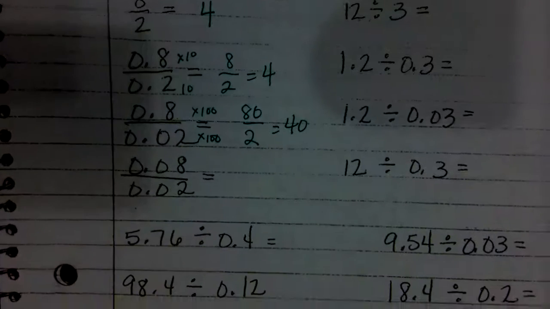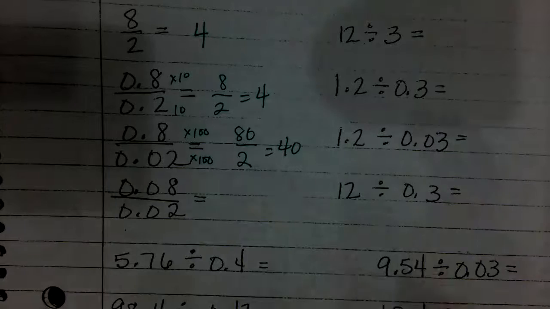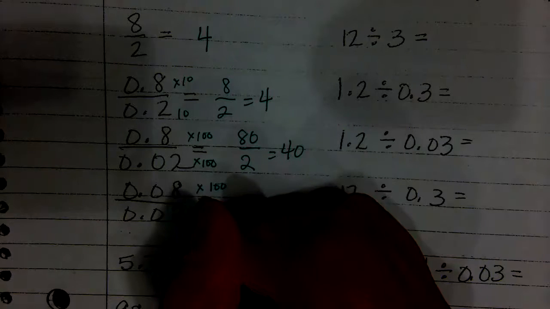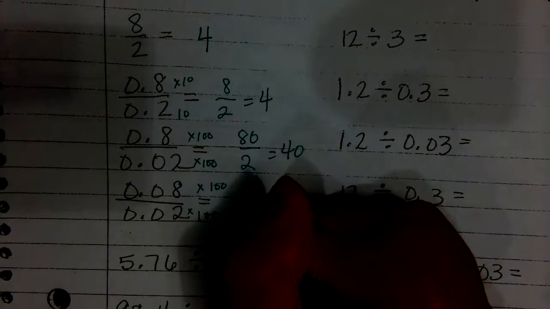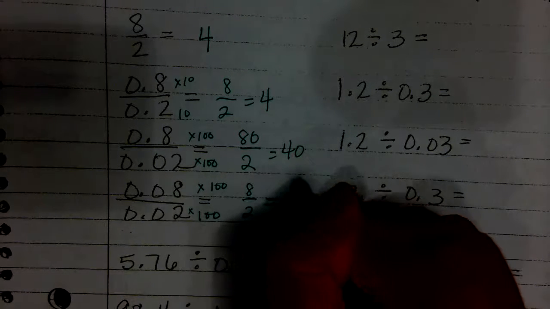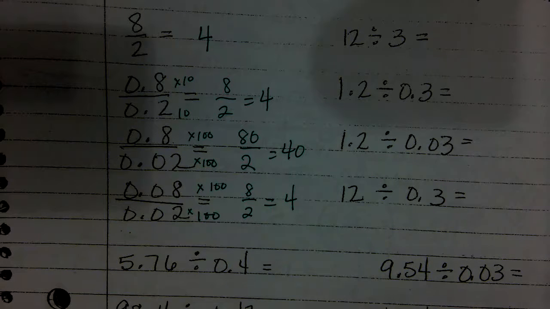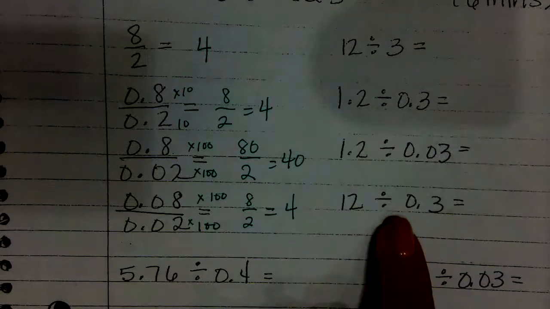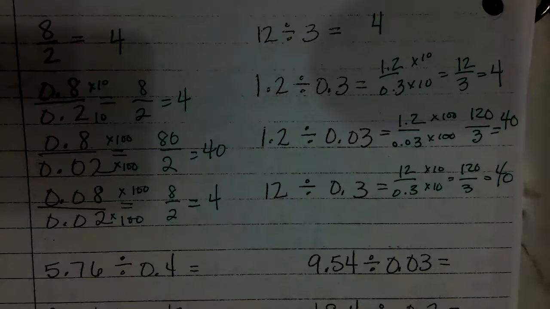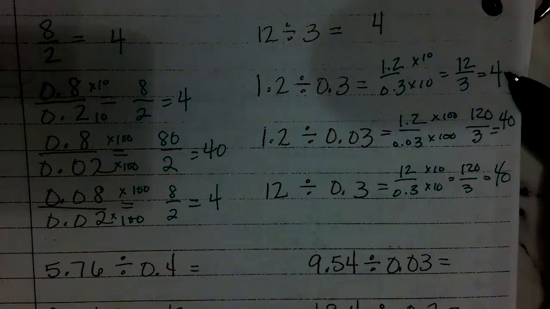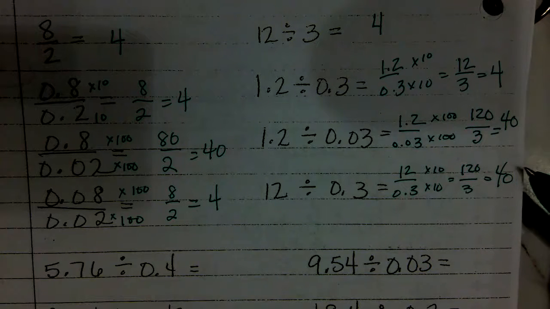Remember all this? Okay, we're going to do this side together, then you're going to do this side and come back and check your work. So what are we going to do here? Multiply by 100, multiply by 100, then we get 8 over 2, which is 4. All right, with that quick little review, now I want you to take on these 4 problems, come back and check your work. All right, did you get 4, 4, 40, 40?